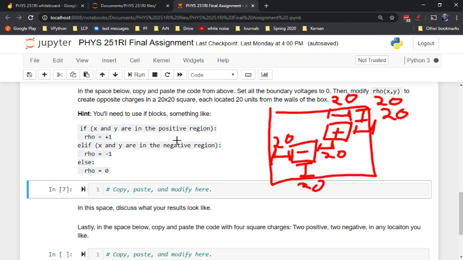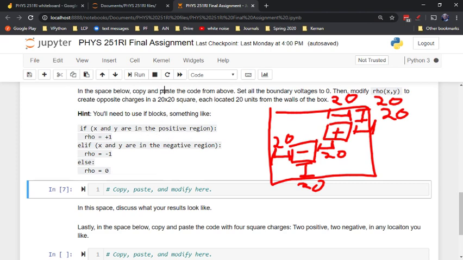The way to do that is using if blocks, right? So you're going to have your positive region here. You're going to say if x and y are in the positive region. Now, that wording will not work. This is just pseudocode for right now. Then rho equals positive 1. Else, if x and y are in a negative region, then rho equals negative 1. Otherwise, rho is just equal to 0. So you're only going to have charge in this square and this square.